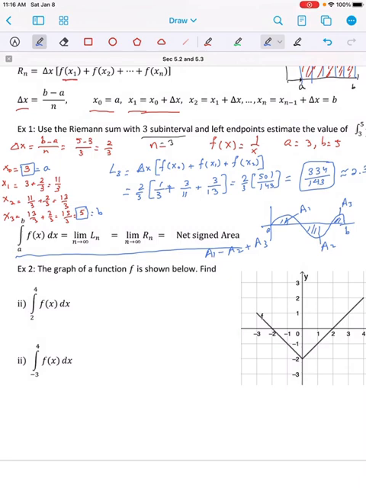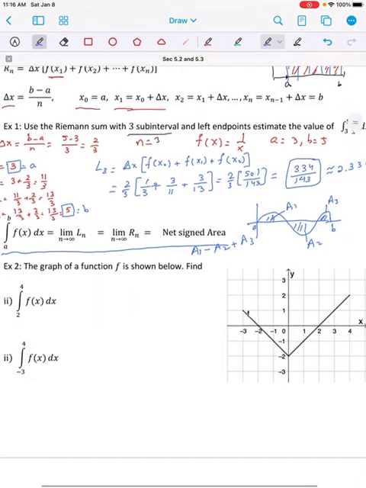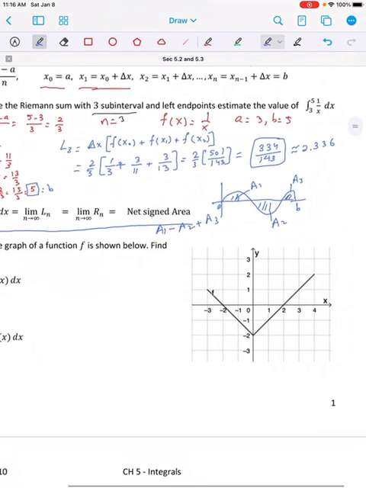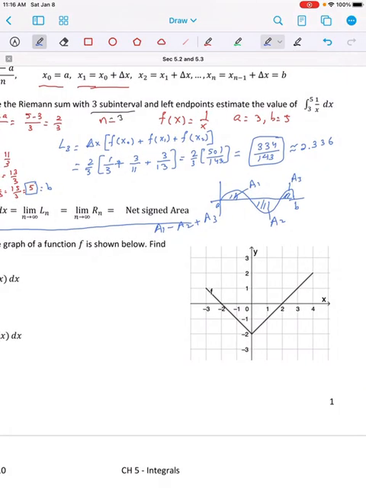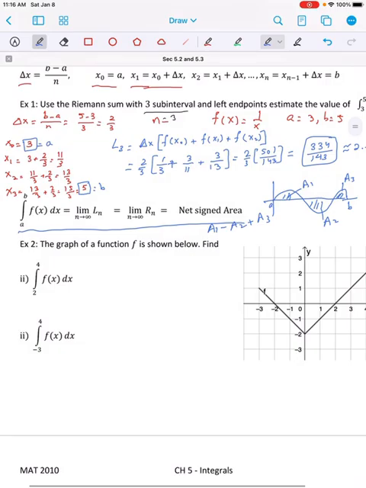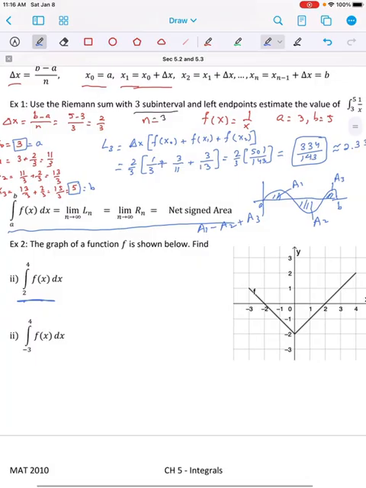So now we are given an example here. We are given the graph of a function f, and we are asked to find these definite integrals. So first, the definite integral from 2 to 4 of f of x dx. So from before, remember what this gives you is the area, or the net signed area. So in other words, the area between the graph and the x-axis.